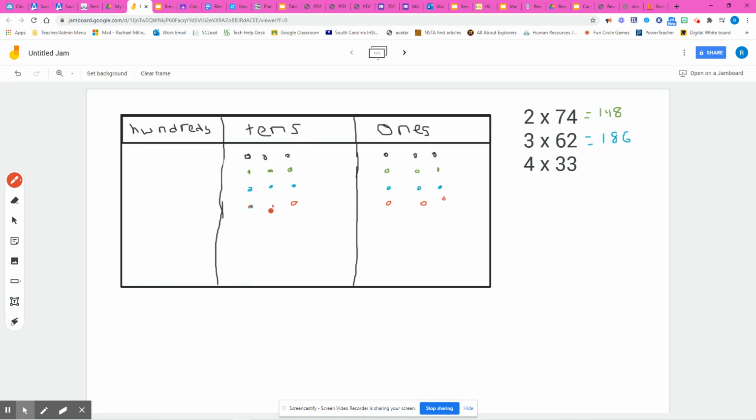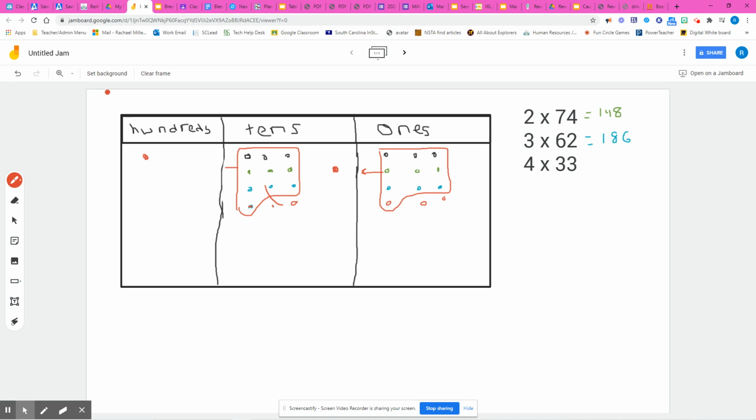Okay, now let's count how many we have. 3, 6, 9, 12. 12 is more than 10. So we need to cash in a group of 10 tens to make 100. So 3, 6, 9, and then 1 is going to make 10. So this is my group of 10. We're going to cash that in for 100. Now let's count our ones. 3, 6, 9, 12. So we need to cash in 10 ones to make 1 ten. So we're going to cash in our 10 ones for 1 ten.